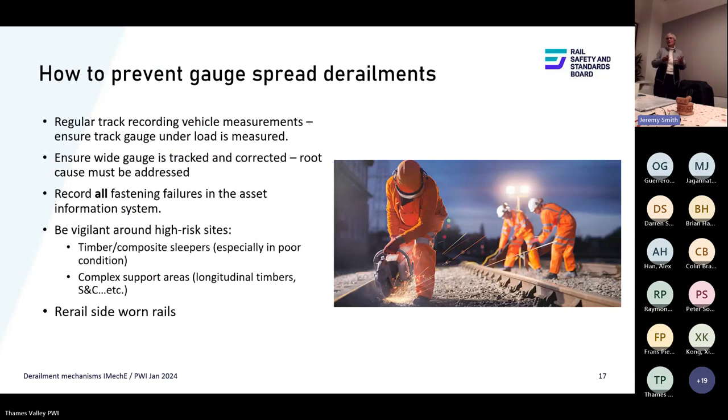So what we can do is fairly obvious. Ensure that the track gauge under load is measured and when it flags something that it's acted on. And as my colleague who's a track engineer always says, record all fastening failures in the asset system. Just because you can put a new clip in or a new bolt in or a new screw or a new whatever doesn't mean the problem's gone away. If the old one broke, it broke for a reason. So flag it, and then the trends are easier to see and it's more likely to get fixed before it becomes a big problem. And be aware of what the high risk sites are, which are the ones that I've gone for. Right, so that's gauge spread.